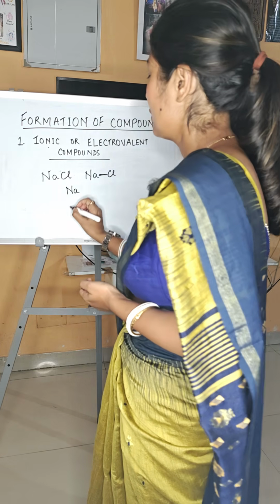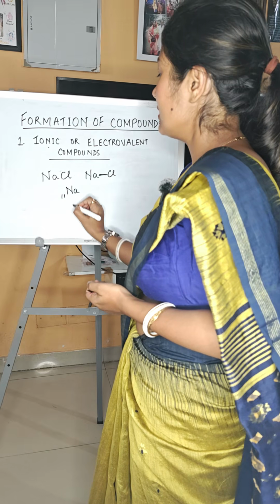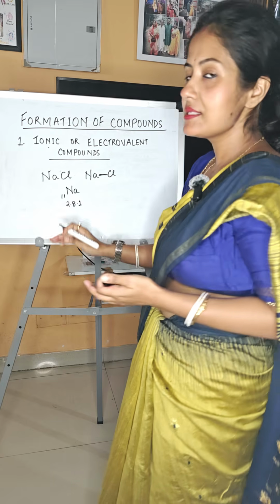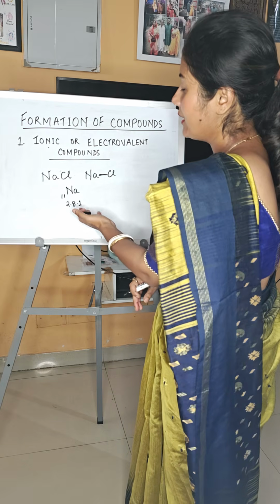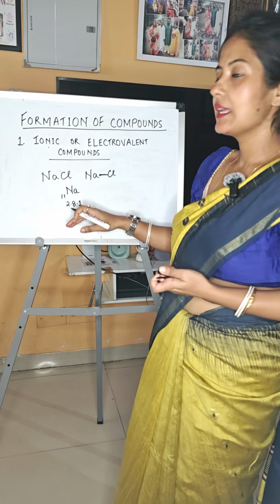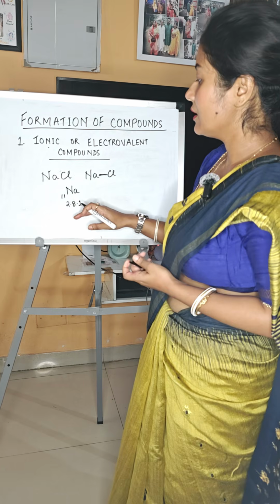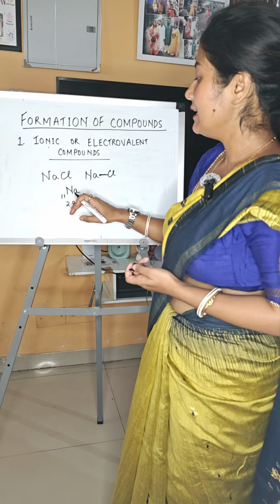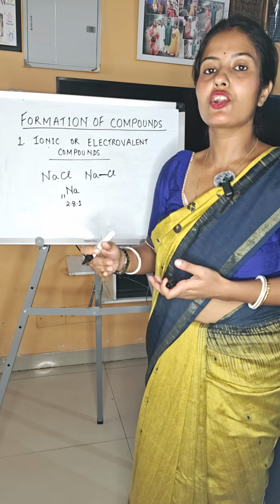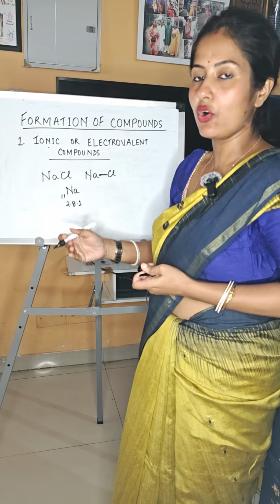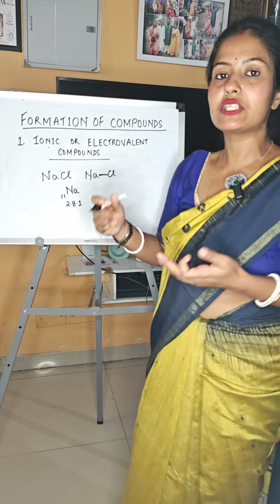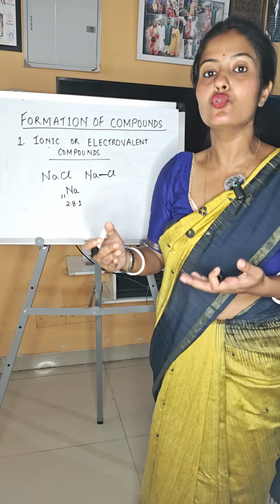So, sodium atomic number is 11 and electronic configuration is 2, 8, 1. That means it has one electron in the valence shell. So, its nearest noble gas is neon. So, it wants to leave or donate this valence electron to attain the electronic configuration of the nearest noble gas, neon. Neon's electronic configuration is 2, 8. So, sodium has a tendency to achieve the electronic configuration of neon, 2, 8.